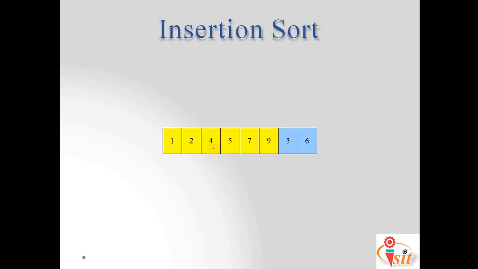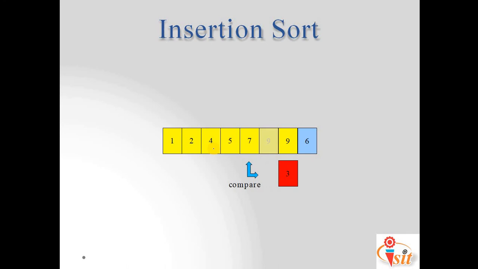Now 1, 2, 4, 5, 7, 9 we are going to call the sorted subarray, and 3 and 6 we are going to call the unsorted subarray. From the unsorted subarray, we'll take the first element, that is 3. Now we need to insert 3 at the proper position into the sorted subarray. First 3 is going to be compared with 9. 3 is a smaller element. In that case 9 is going to be moved to the next position.